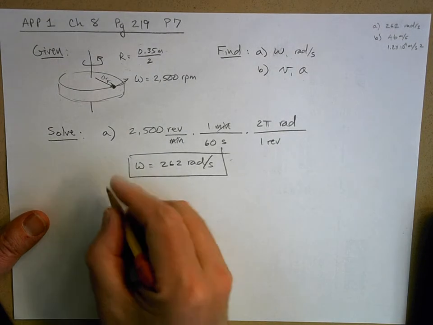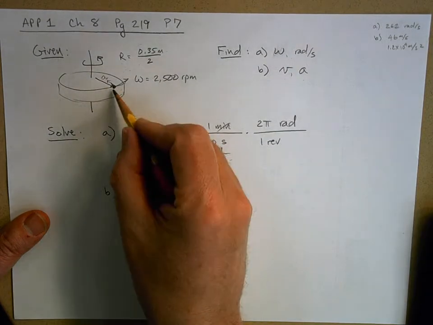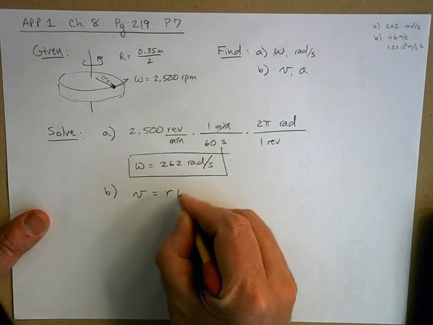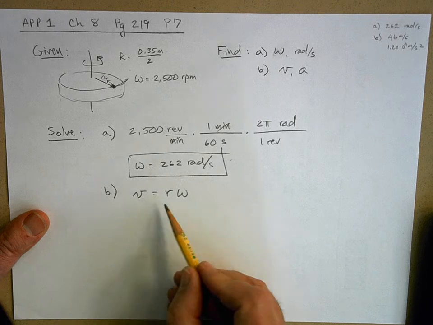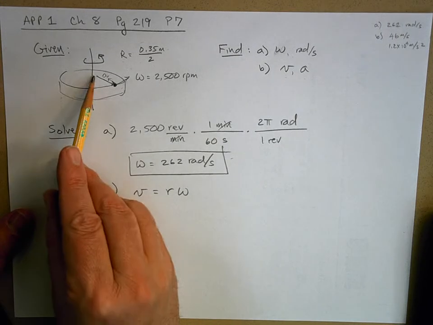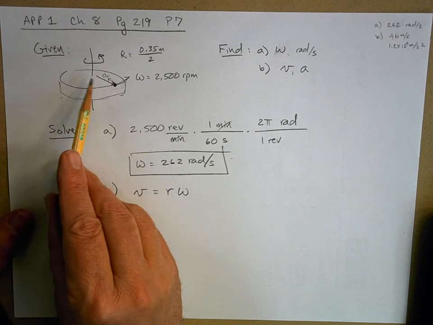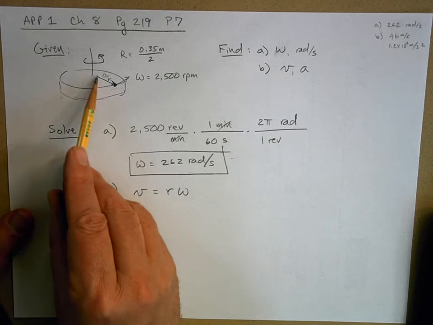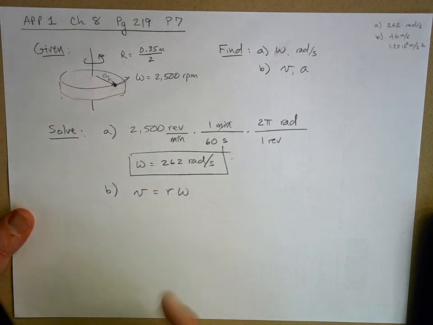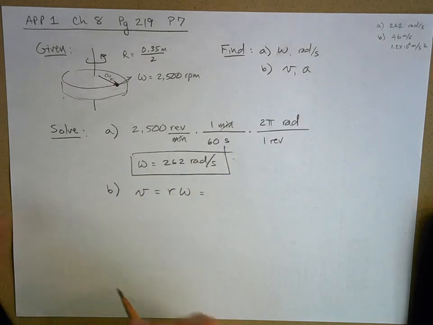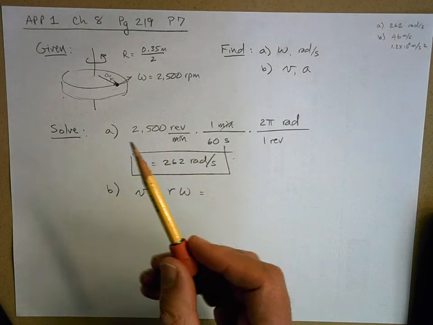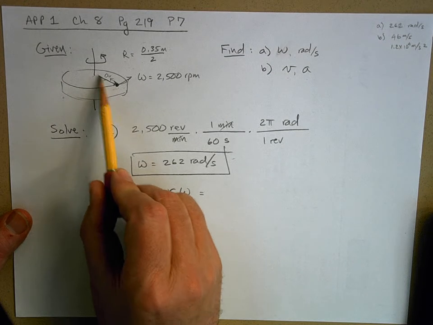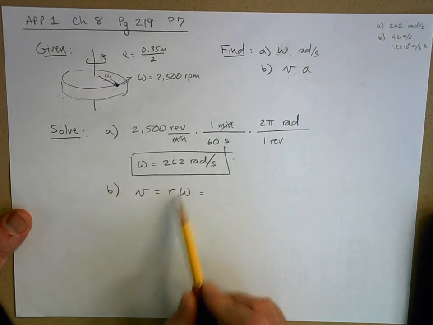Now for part B, we want to know what is the linear speed. Well, the linear speed is just the radius times omega. Now this r is really the distance from the axis of rotation to where the object is. Now the object happens to be on the outside edge. That's what was given. So you use the whole radius of the disk. But if it was like an ant crawling right here halfway, you would use the radius halfway out there. So be really careful about what r you use.